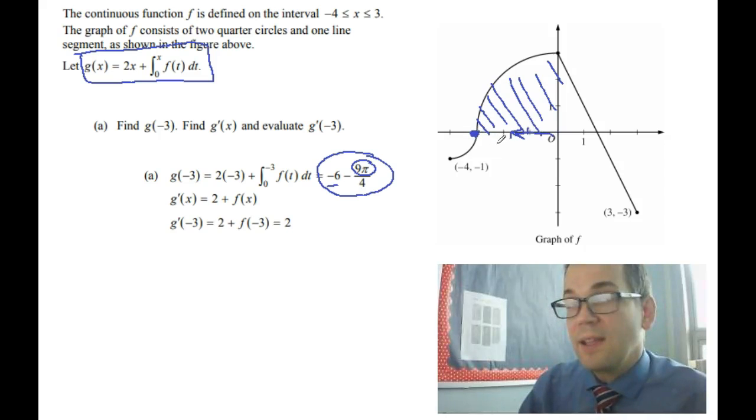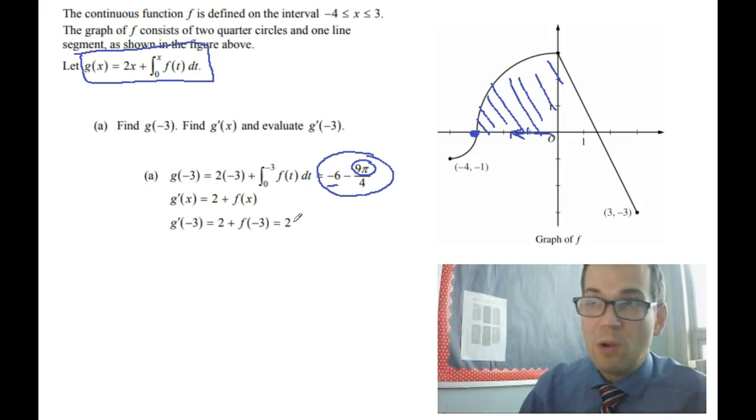That's this point right here. And I can see that when x is -3, the y value of this function is 0. So it ends up being 2 plus 0, or just 2.